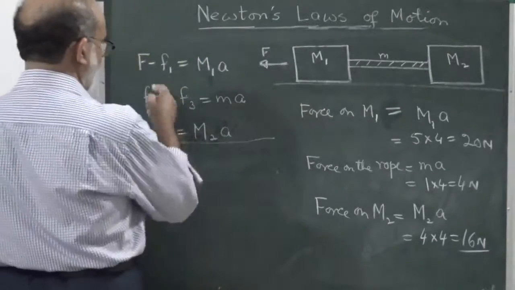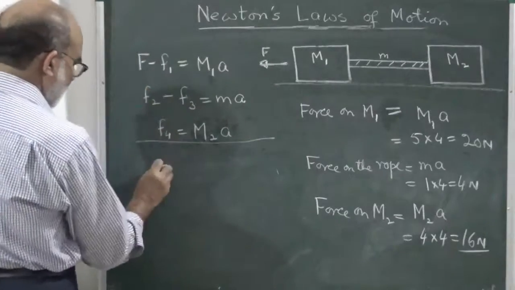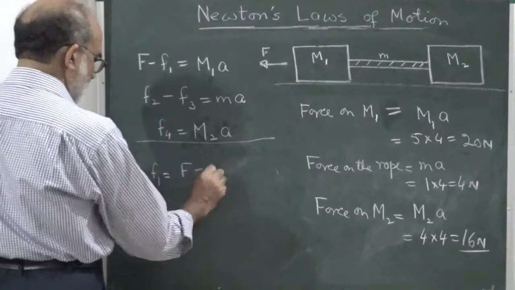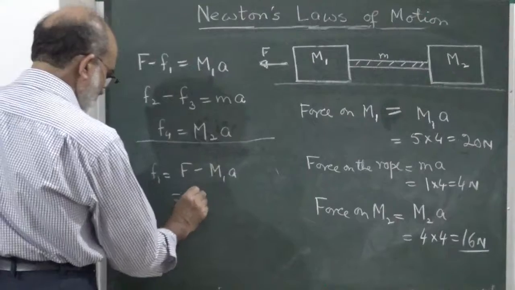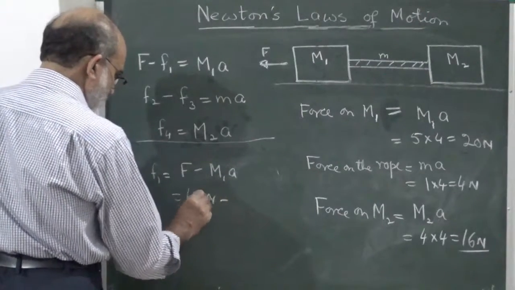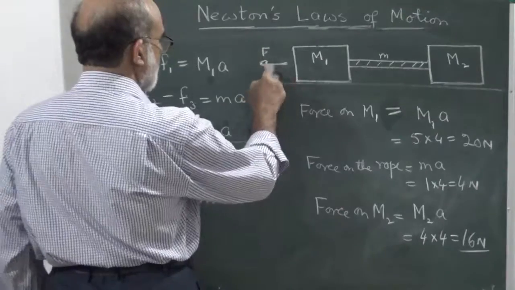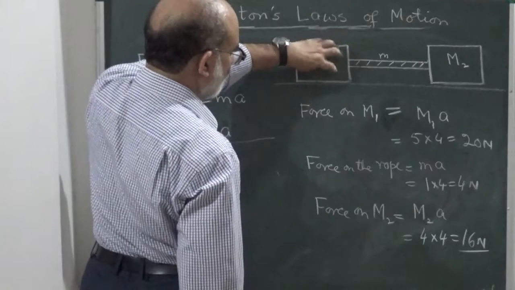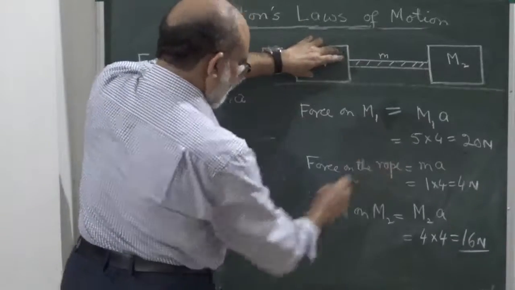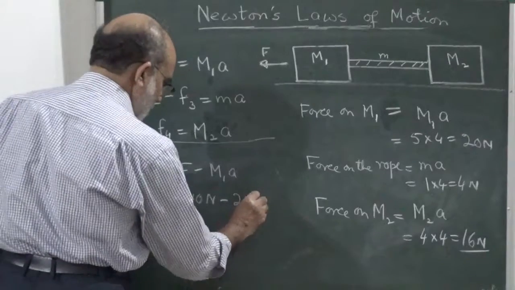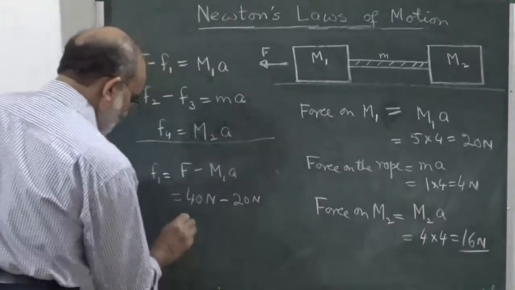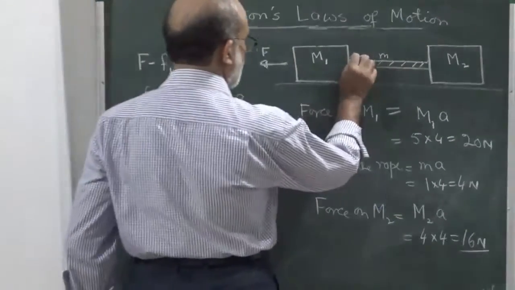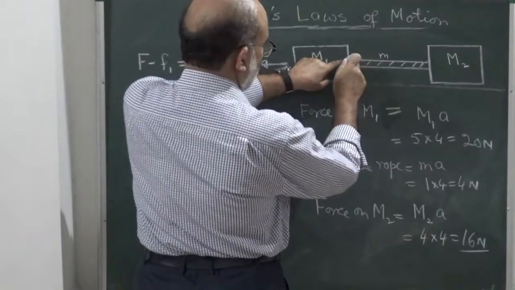Either you calculate F1 or F2, the result will be the same. If you calculate F1, it is F minus... F was 40 Newton. 40 Newton was applied here. This block takes 20 Newton to change its inertia by 4 meter per second square. So here 20 Newton is applied between these two.